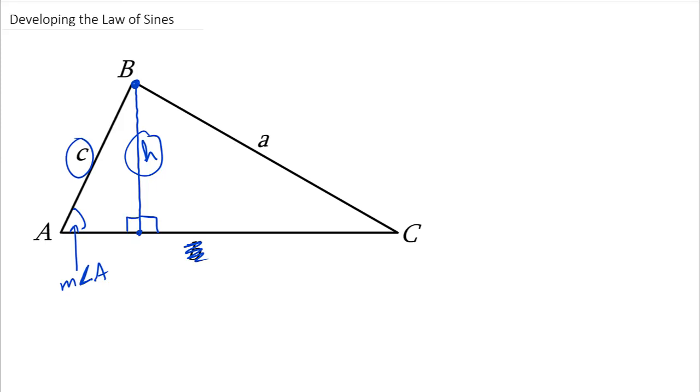From what we know about trig functions, the length of this vertical leg is going to be the length of the hypotenuse times the sine of that acute angle measure. So the length of h can be represented by c times the sine of the measure of angle A. This is based on the triangle on the left-hand side.